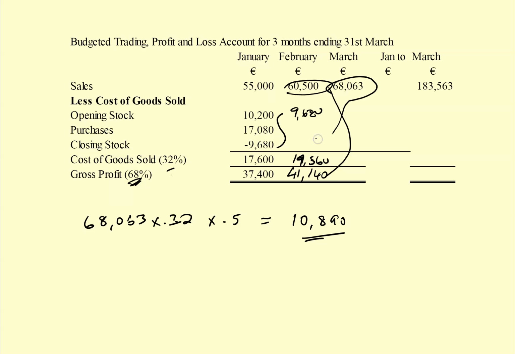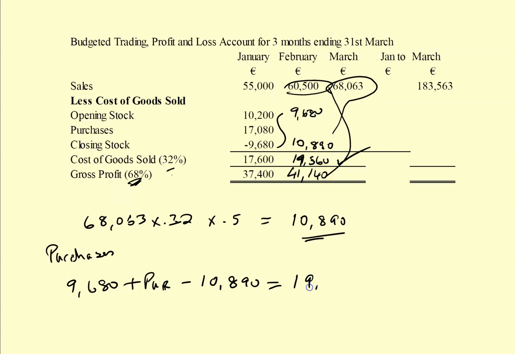I just wrote that out. So that is 10,890. If you're not too sure about that, you can have a look back to the January calculations. And then the purchases, that's going to be 9,680 plus purchases, I'll just put PUR for purchases, minus the closing stock, 10,890, the figure we just worked out, is equal to the cost of sales, 19,360.